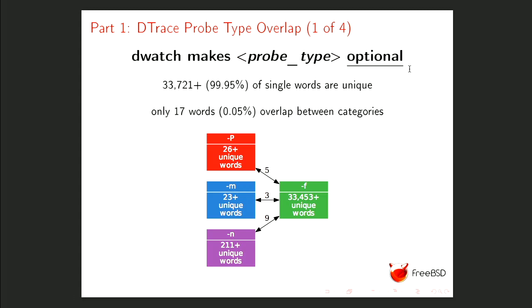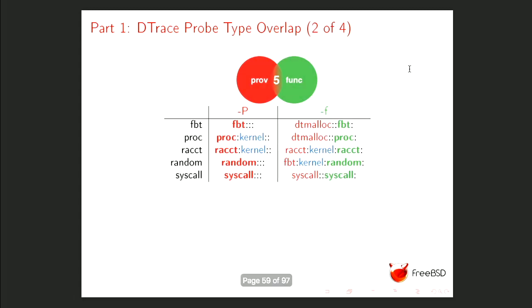And I'll show you what they are, just for enumeration. There's an overlap between providers and functions. The word FBT is both a provider and a function in the dt_malloc provider. The word proc is both a provider, e.g. proc:kernel::, or it's a function in dt_malloc. I have a very slick algorithm that actually figures out what you most likely meant, and that is to watch the greedy one. Watch the one that matches more probes. If you get the wrong one, use the flag to specifically say which one you wanted.